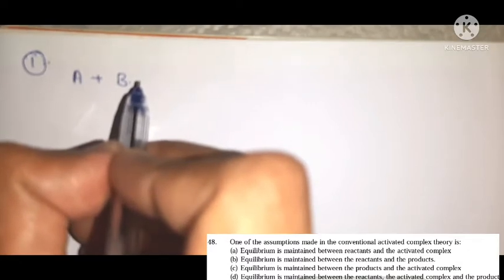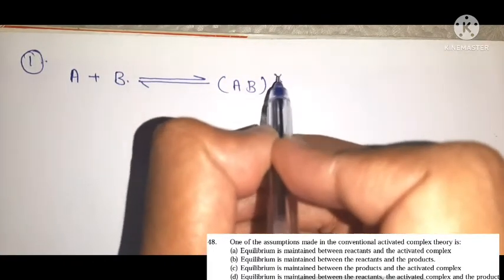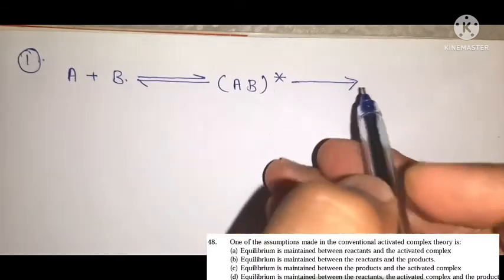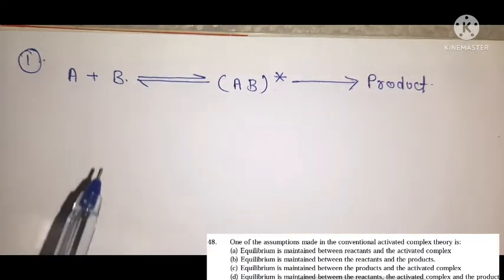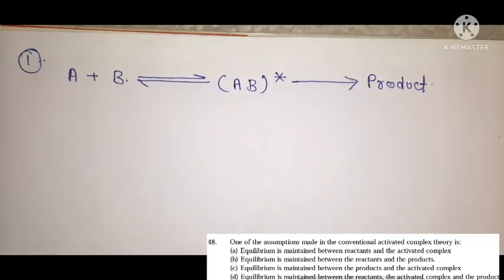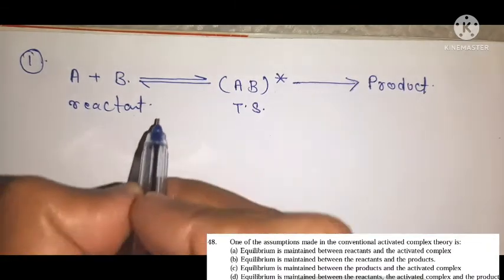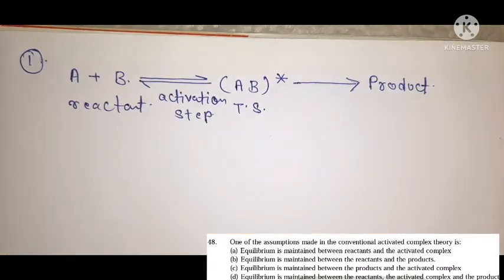A and B approach each other and form a transition state. This is the transition state of these reactant molecules. Now after that, the product formation occurs. That means the reactants cannot directly convert into product. First they form the transition state, and this transition state can convert into product. So this is the reactant and this is the transition state, and this step is known as the activation step. Understand? This is the complete mechanism.